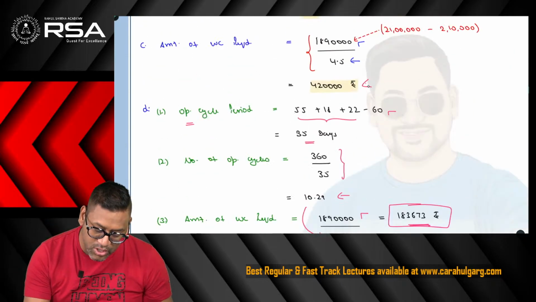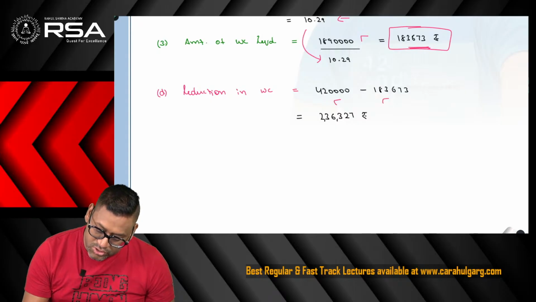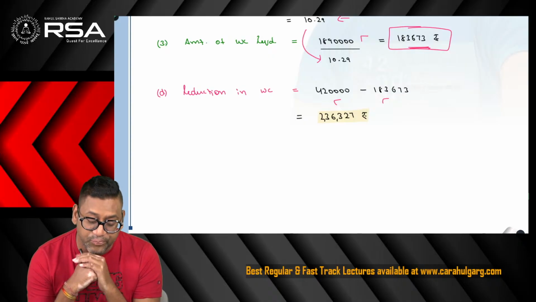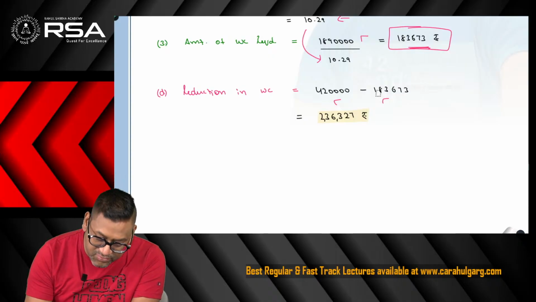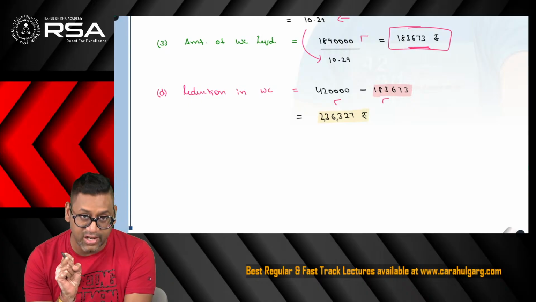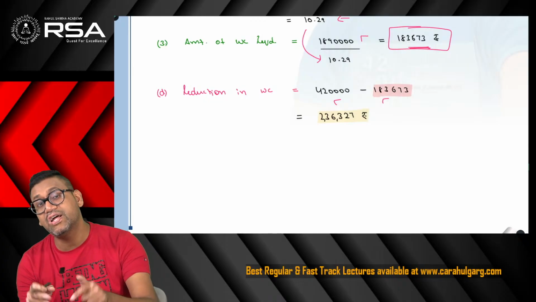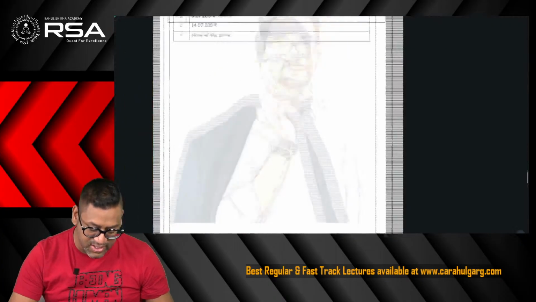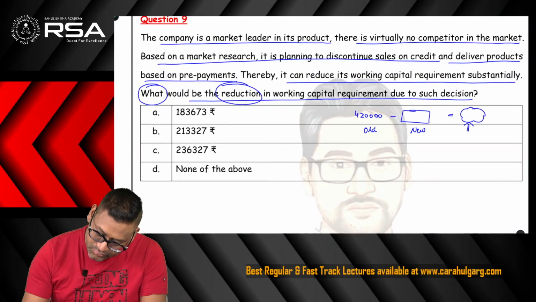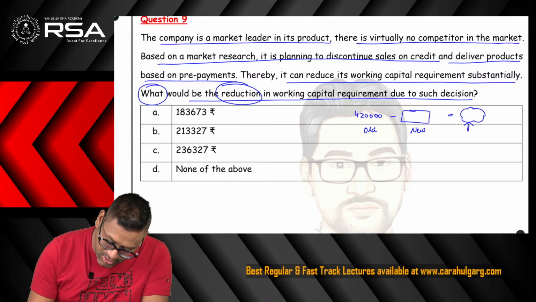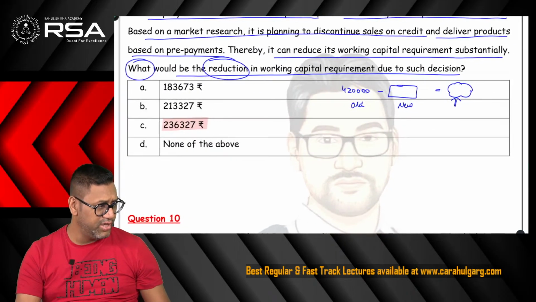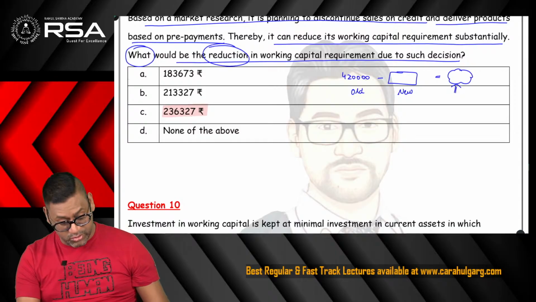The old one was 4,20,000. The new is this. So this has been the reduction, that is 2,36,327 rupees. Now ICAI will definitely give this figure as well in the option, because many students will just mark this as the correct answer, but you have to be very careful. The question is asking what would be the reduction in the working capital. So that's 2,36,327. So this was the answer to question number 9. See guys, so this is the correct answer, 2,36,327 rupees. Very nice for all those students who gave the answer correct.